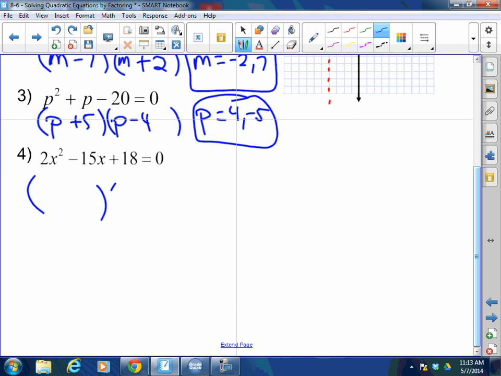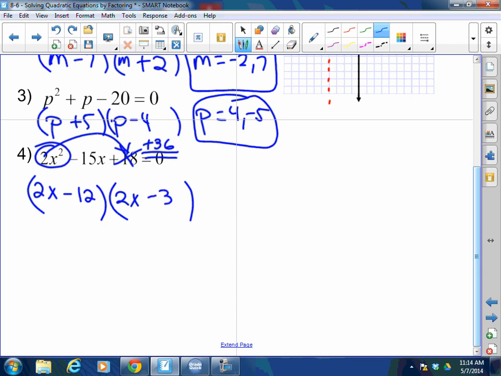Now, I have a cubic method here. So 2x, 2x. 2 times 18 is 36. What times what is 36, but when added together is negative 15? Excellent. Negative 12, negative 3. Artificial factor, x minus 6 times 2x minus 3. Now, my solutions. X is going to equal 6 and 3 halves.